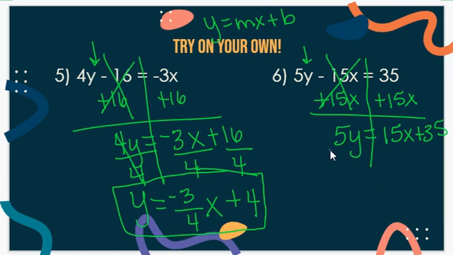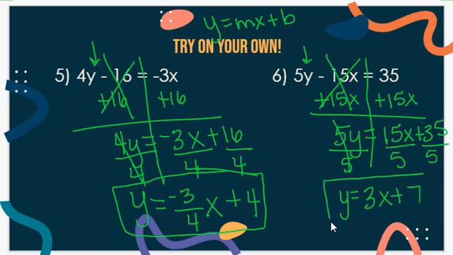Now I need to move this times 5 by dividing by 5. When we do the other side, we will divide each term by 5. 5 divided by 5 cancels. I'm left with y equals, which is what I wanted on that side. 15x divided by 5 is 3x, and then positive 35 divided by 5 is positive 7. So that equation in slope-intercept form is y equals 3x plus 7. Good job.